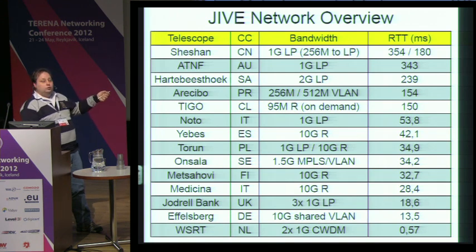China, we have actually 2 ways of getting data from China to us. One is over a light path provided by GLORIAD, and that's the long way around that goes through Canada, basically. It's 354 milliseconds. We can also go over the TEIN network that's much shorter, but doesn't always have the bandwidth available. That's 180 milliseconds. Hartebeesthoek in South Africa, just last month, we got a light path connected to that at 2 gigabits now.